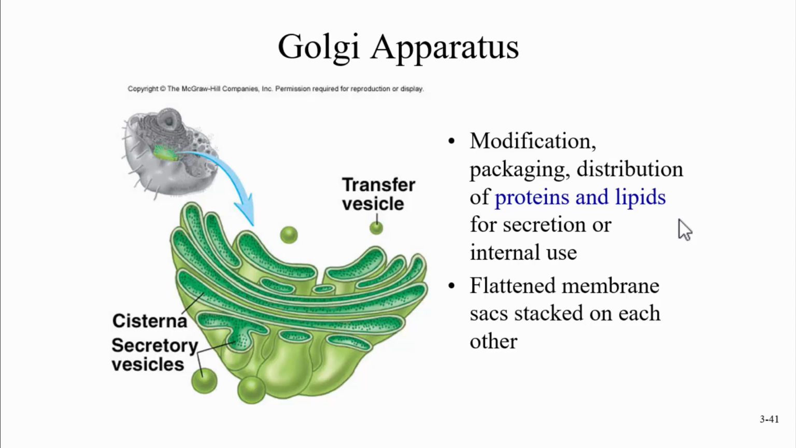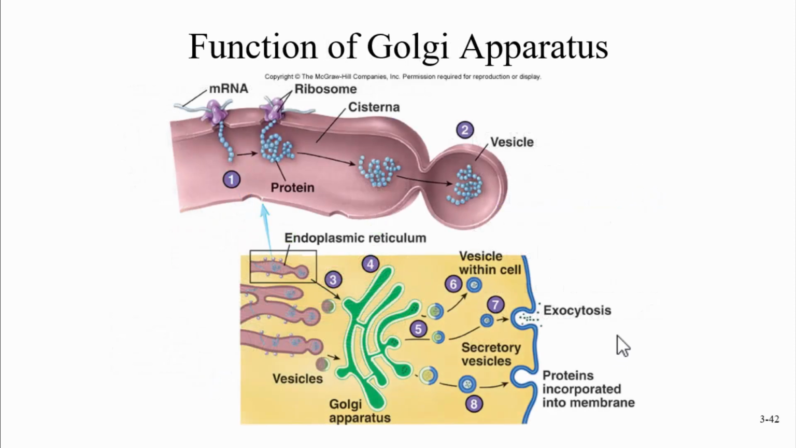Right? So what it'll do is it'll take the raw product from the rough endoplasmic reticulum, and it'll modify it and turn it into a protein that can be utilized. And how we recognize this, to me it looks like a flat stack of pancakes. So it's flattened membrane stacks stacked on each other. So let's look at that.